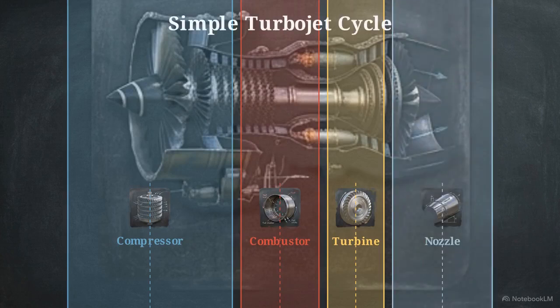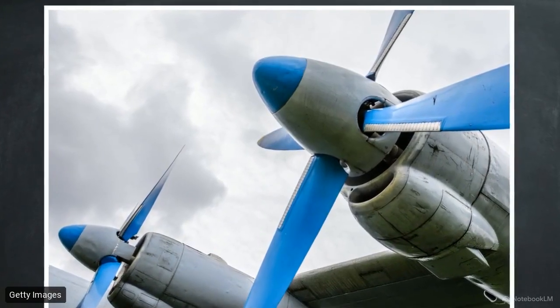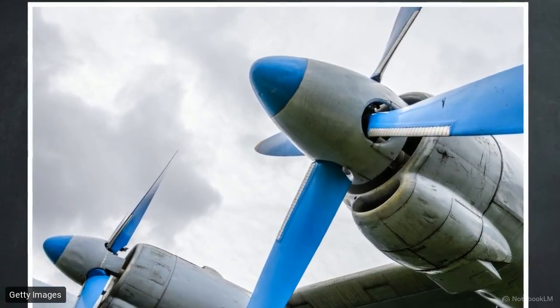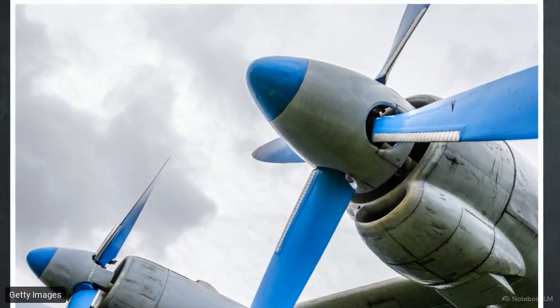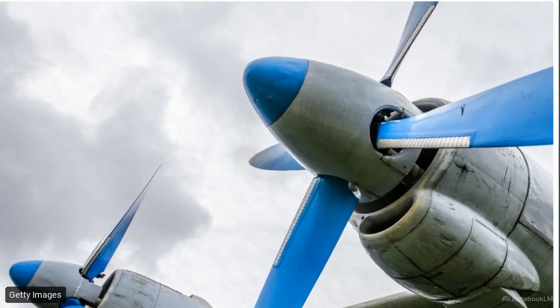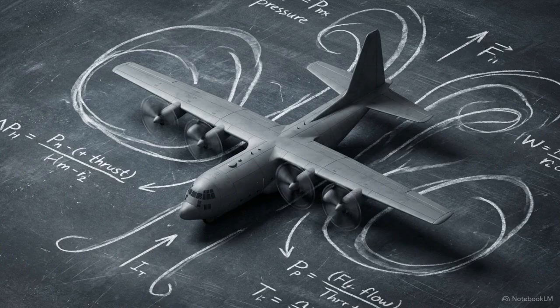This baseline architecture, compressor, combustor, turbine, and nozzle, is known as the simple turbojet cycle. But aerospace engineers make precise trade-offs based on speed. A turboprop extracts more mechanical power from the turbine to spin physical propeller blades. This moves a massive volume of air at a slower velocity, offering excellent efficiency at lower flight speeds.